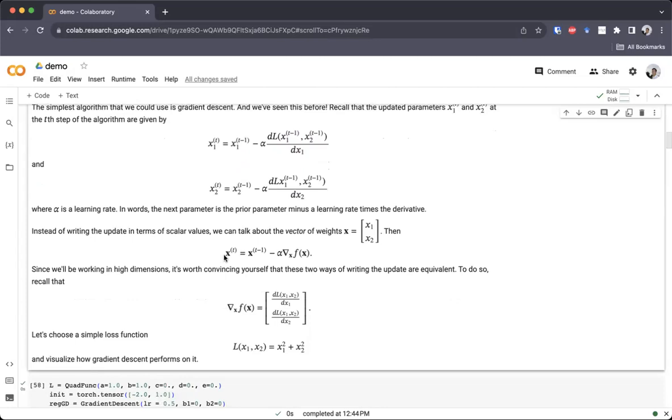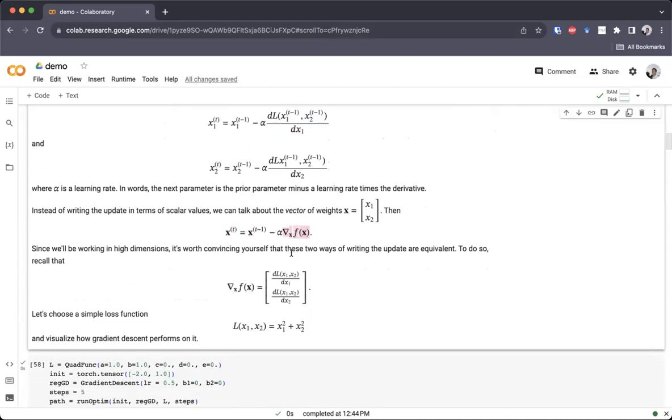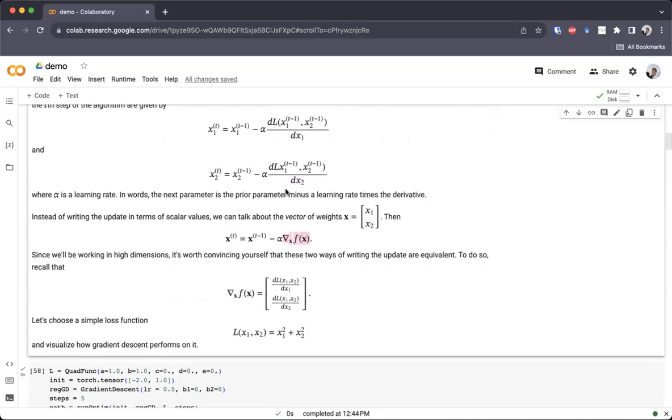descent update, we can write it like this, where the new vector, the vector of weights at the tth time step, is the vector of weights at the t minus 1 time step, where we subtract off the alpha learning rate parameter times the gradient of f with respect to x. And we can see that these two methods are equivalent as long as we define the gradient correctly, which means that the gradient has this form.